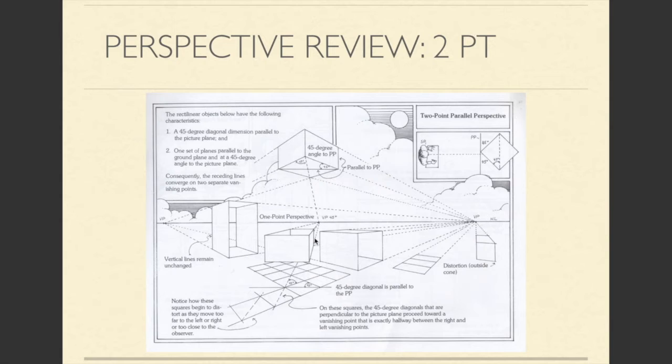Then there's 2 point perspective, and that's where you're looking at the scene from an angle, and no sides are facing you. These edges are vertical, perfectly vertical, and these receding edges go to two vanishing points, or one of two vanishing points.